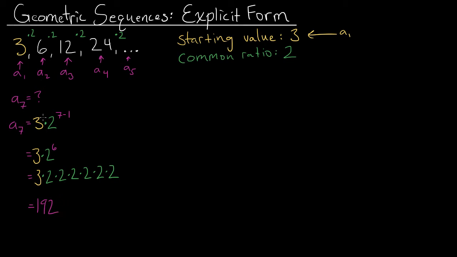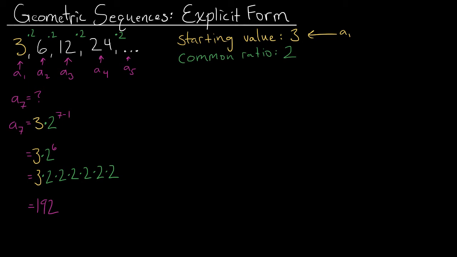And just to reiterate here, we have our starting value of 3, and then we're multiplying by 2, 1 less than whatever the number of the term is that we're trying to find out. So if it's a sub 7, we multiply by 2 6 times. If it's a sub 10, then we multiply by 2 9 times. That's why we have this subtract 1 right here.